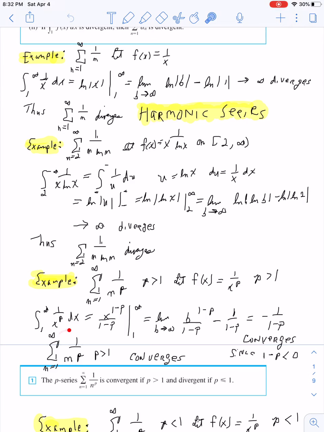By the way, we have a special name for this set of series, 1 over n to the p. It's called a p series. Get it? P is my exponent. So the summation 1 over n to the p, p greater than 1, according to the integral test, does what? Converges.